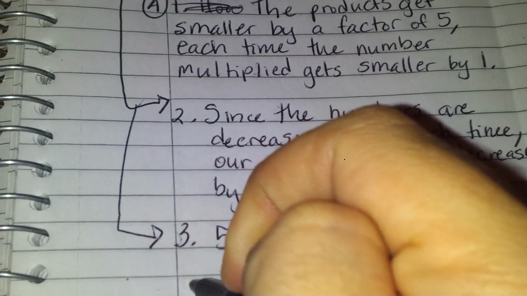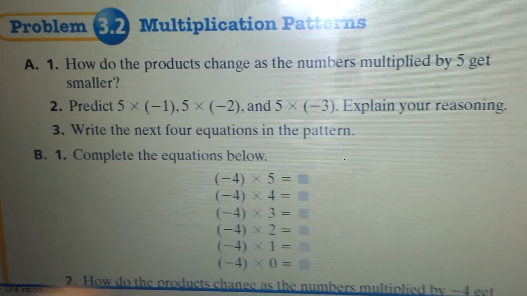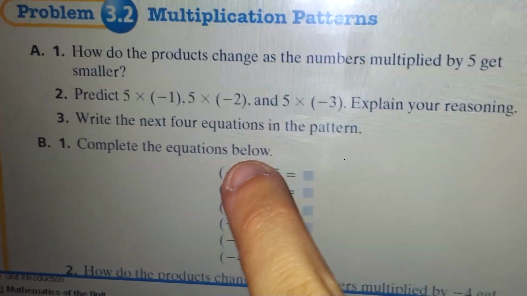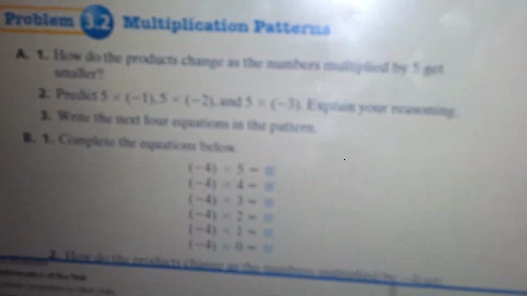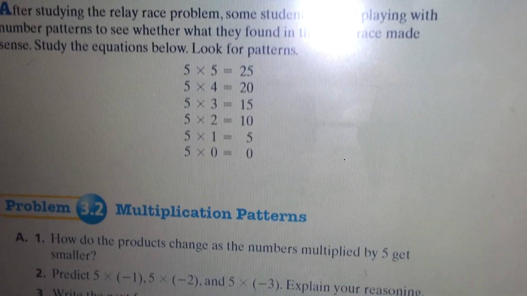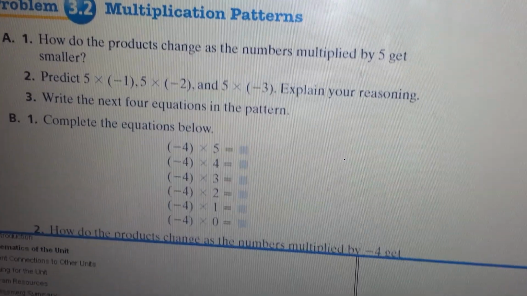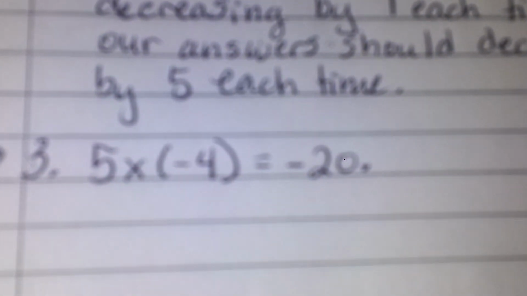Let's try part B now. Part B says complete the equations below. Negative 4 times 5, negative 4 times 4, etc. This is really similar to the part up here, but we have negative numbers now. Well, we already know what negative 4 times 5 is, because we just did it. We know that 5 times negative 4 is negative 20. So I can complete the pattern for part B.